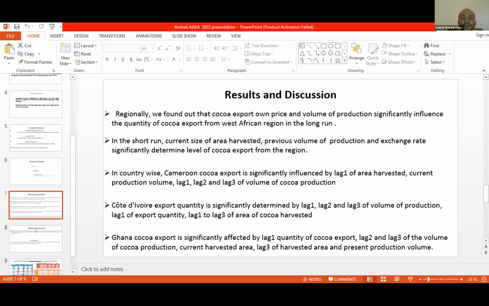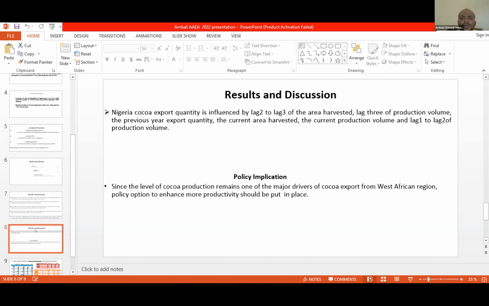Similarly, for Nigeria, the cocoa export quantity was influenced by the lag 1, lag 2 of the area harvested, lag 3 of the production, the previous export quantity, the current area harvested, as well as the current volume of cocoa export.